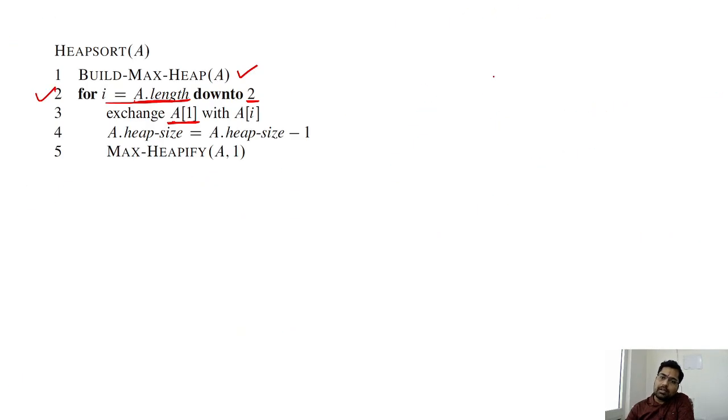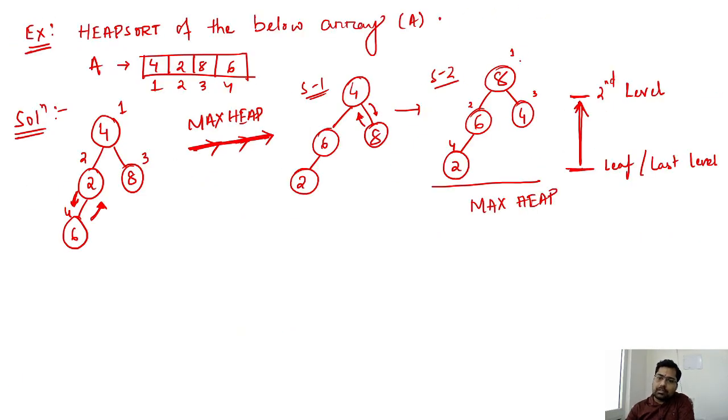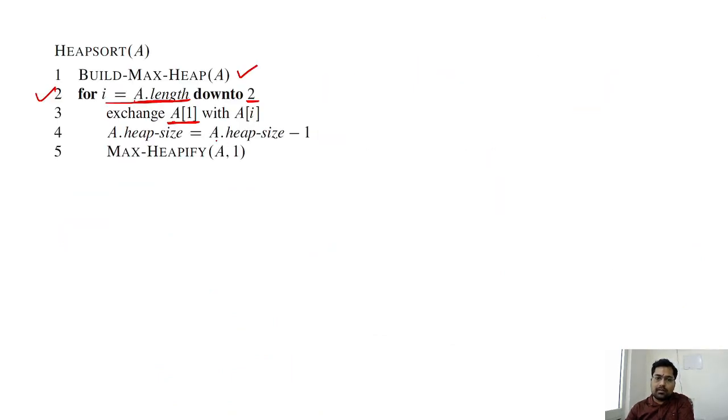The first node, A of 1, which is this one, will be exchanged with the last node, written as A of i, where we start from the array length. Then the heap size becomes heap size minus 1, meaning the heap size decreases by 1. We are actually removing one element each time. I told you from the beginning, when we remove, it will be from right to left. We will discuss that.